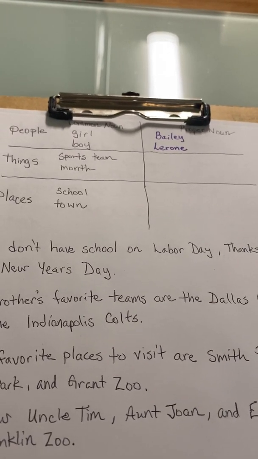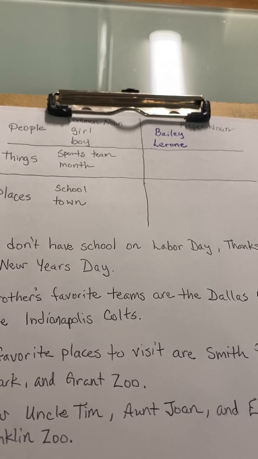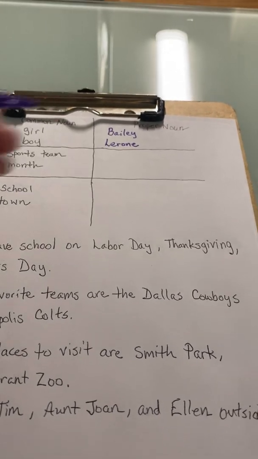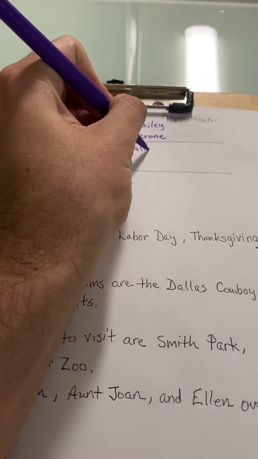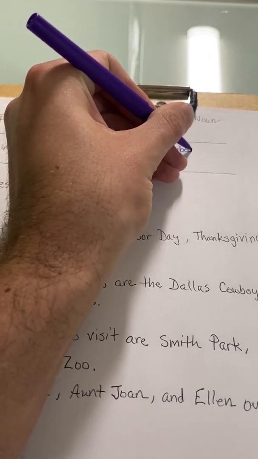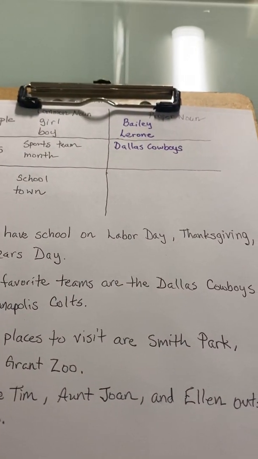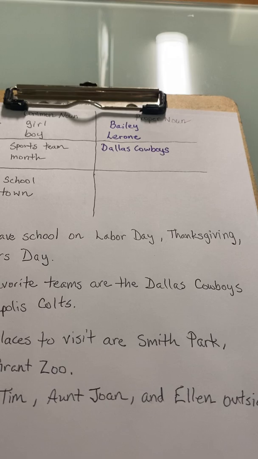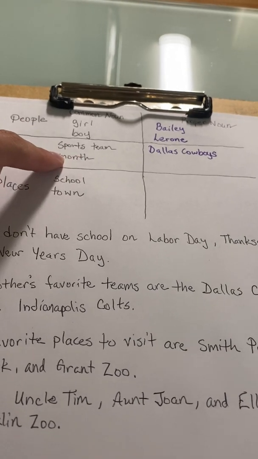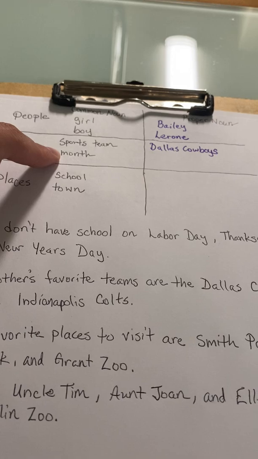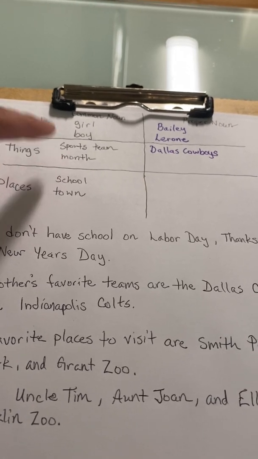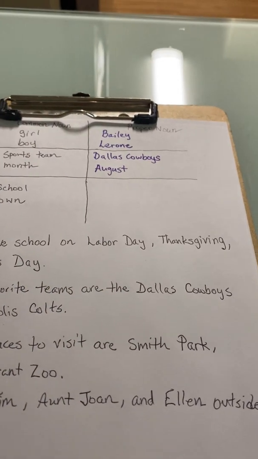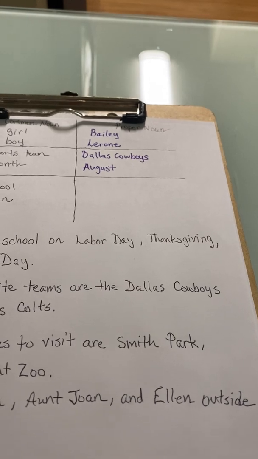Now, sports team is a thing. So now to make it proper, sports team, for example, the Dallas Cowboys. The Dallas Cowboys is the name of a team. Therefore, that is the proper noun. Or month is the common noun. The proper noun would be, let's just use August. That's the proper noun because it is the name of a month.